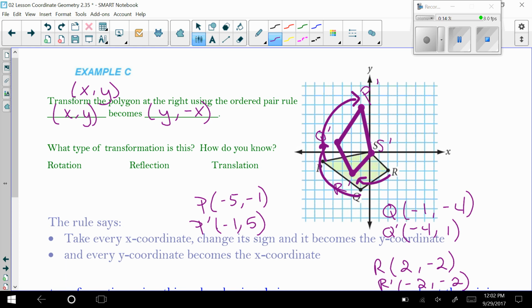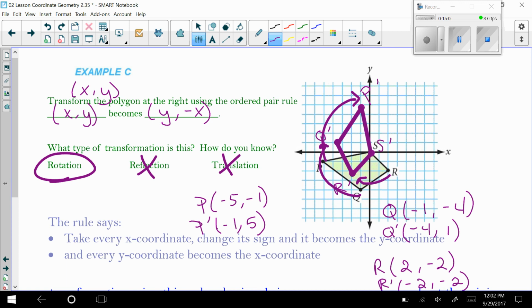So the orientation is the same, the size is the same, but we can tell that it's not strictly a shift. We can see that it's upside down now. And we know it's not a reflection because the orientation is the same. And so we can say that this is a rotation.